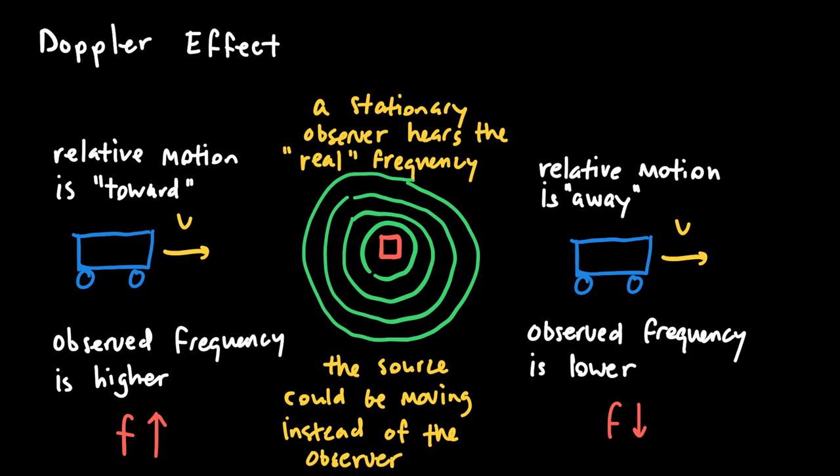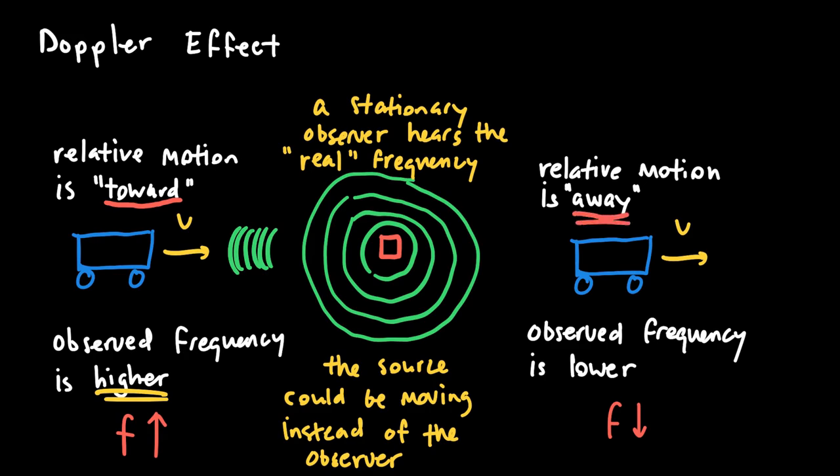And there's a little car on the left-hand side, and it's traveling toward the speaker. And what's going to happen is, as it travels toward that speaker, the wave fronts relative to the car are going to bunch up, and they're going to get closer to each other. And so the relative motion between the car and the speaker is toward. It's moving toward the speaker. And if it's moving toward the speaker and those wave fronts are bunching up, then it is going to observe a higher frequency.